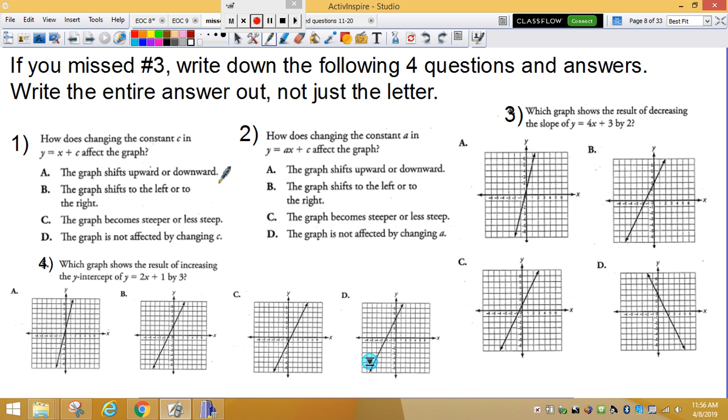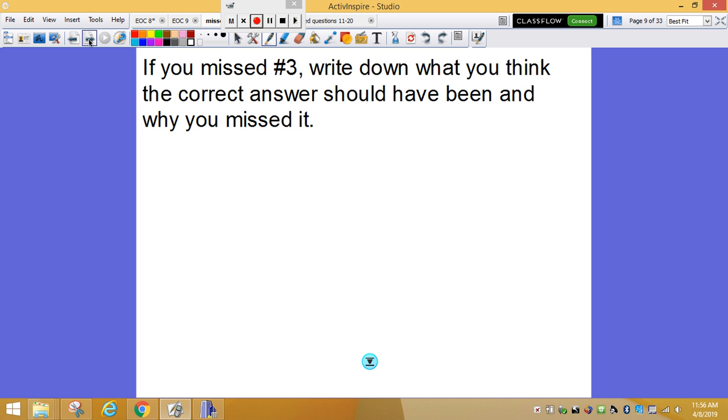Okay? So I want you to do these 4 problems if you missed number 3 on that test. And then I also want you to write down what you think the correct answer should have been and why you think you missed it. That's number 3.